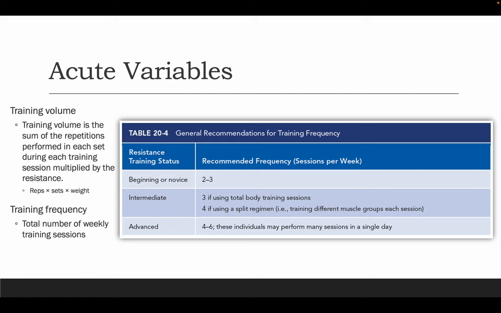Frequency, now that's the chart there on the right, but if you notice, a beginner, 2 to 3 days of resistance training, that's pretty standard. Intermediate, 3 for total body, 4 if you're using a split method where you're going to do different muscle groups on different days. And then advanced, 4 to 6, okay? Also understand that you might have more than one session in a day if you're advanced, like 2 a days, 3 a days, depending upon your level and what you're trying to achieve.